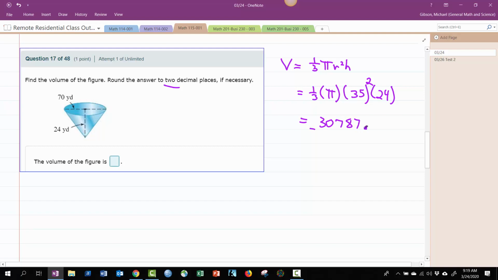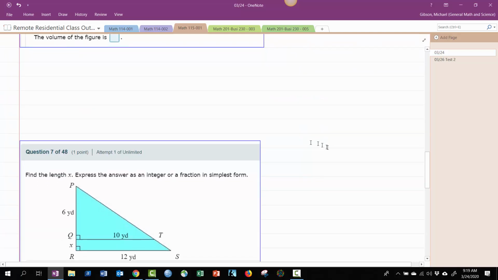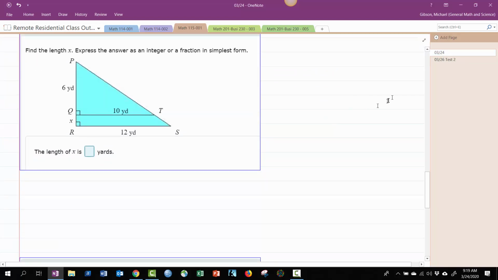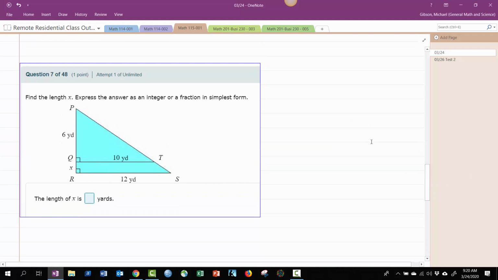30,787.61 is the result, and now at this point I will round to 2 decimal places. It's actually 608.608, but that rounds to 0.61. All right, so now these first two are just reminders that you're going to have all the various formulas for surface area and volume on your sheet.